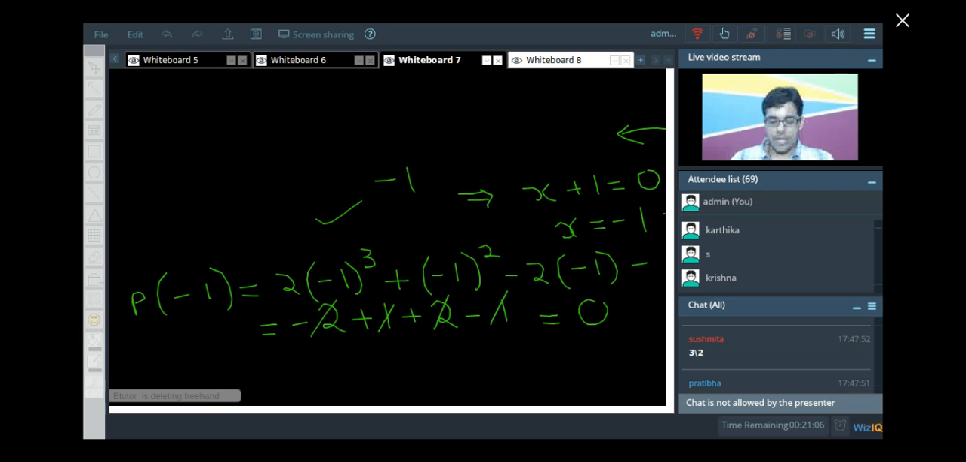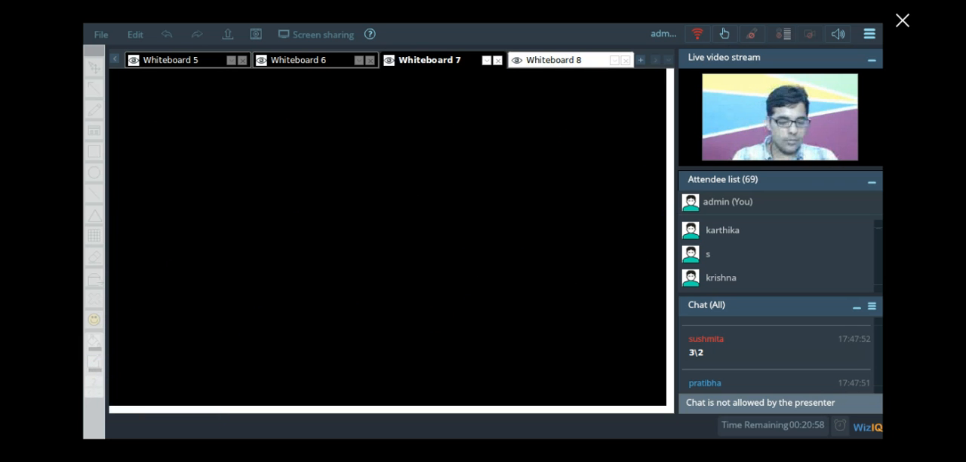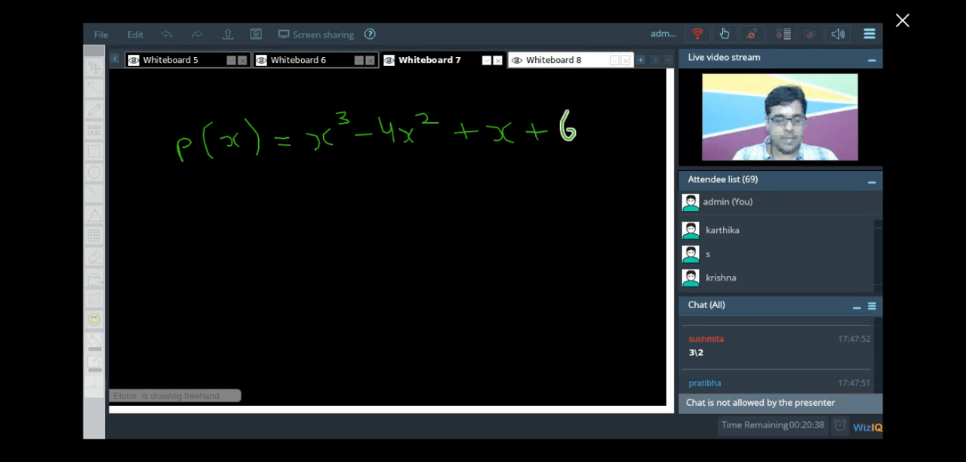Next we will have one more question like this. Here it is given as p(x) equals x cube minus 4x square plus x plus 6, and g(x) in this question is x minus 3.